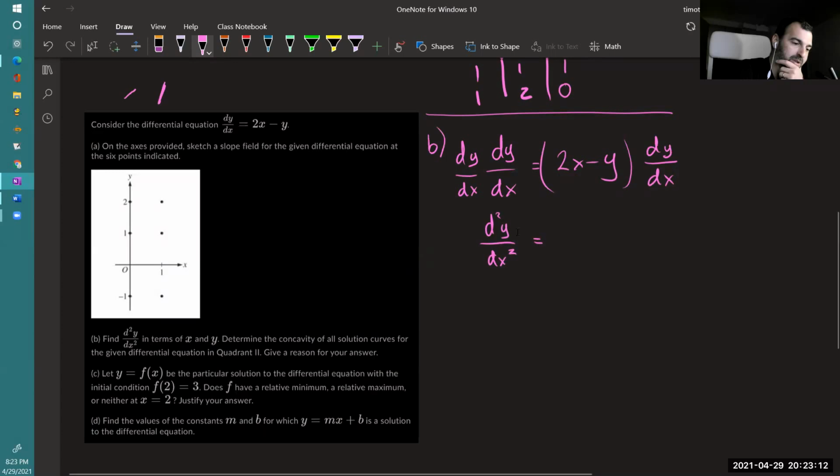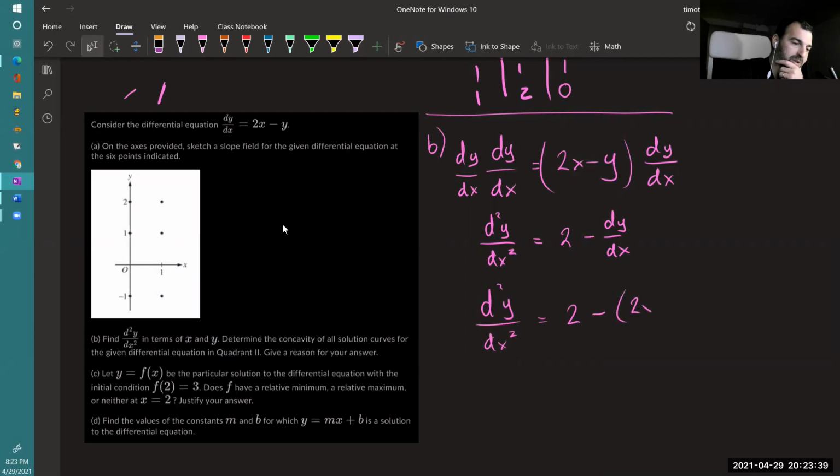This derivative distributes over this entire function. The derivative of 2x is 2. The derivative of y with respect to x is dy dx. How's that? That's pretty cool. And we got it. But wait, dy dx is 2x minus y. So my second derivative is 2 minus dy dx, or 2 minus (2x minus y).